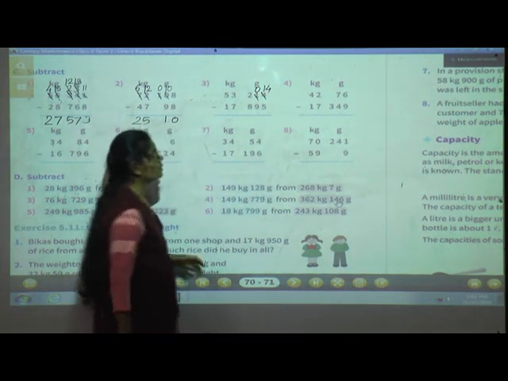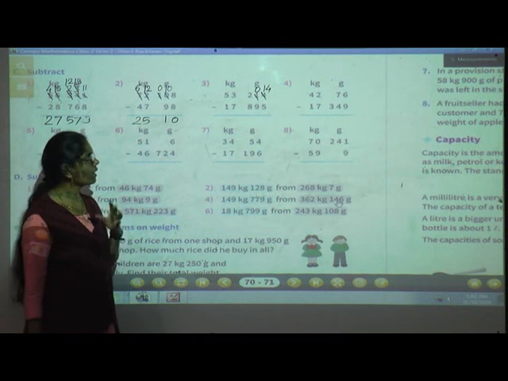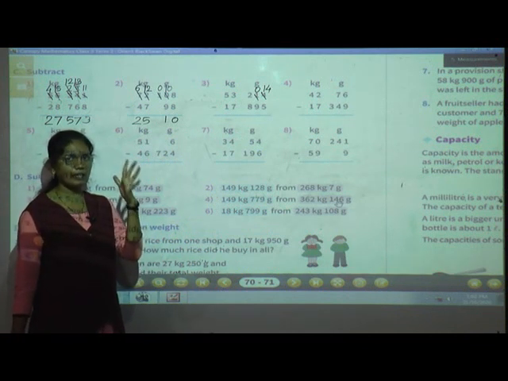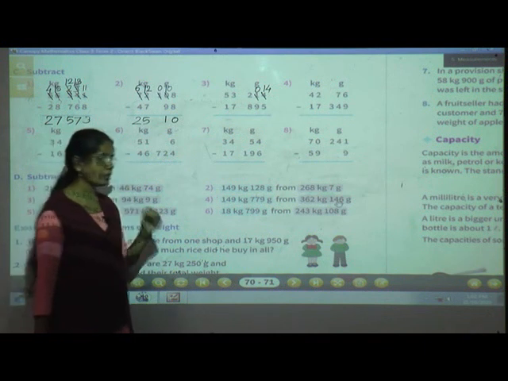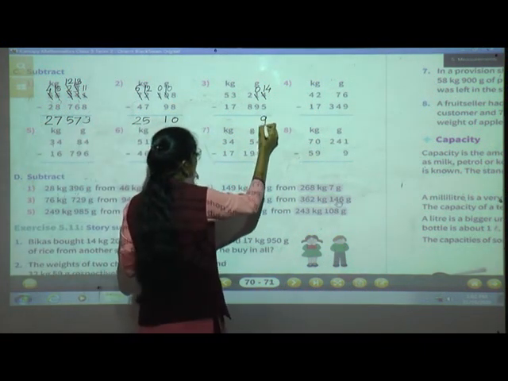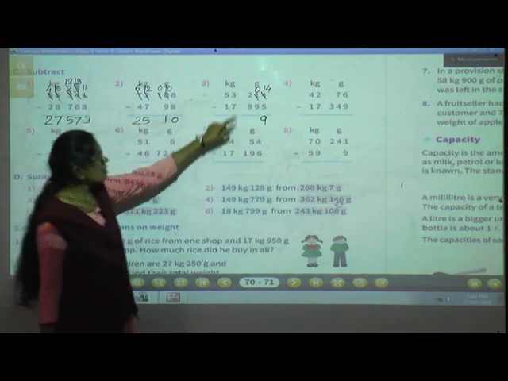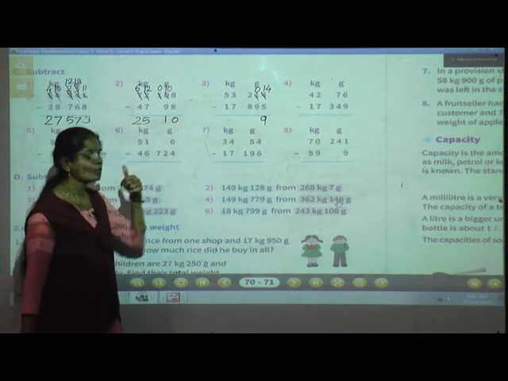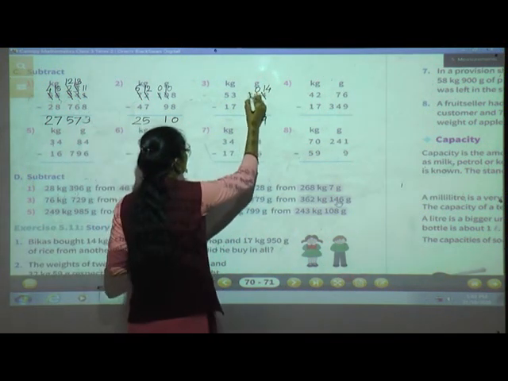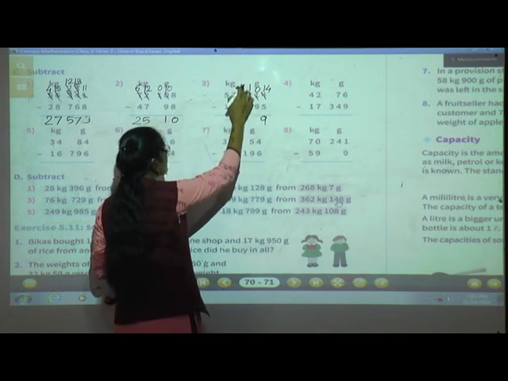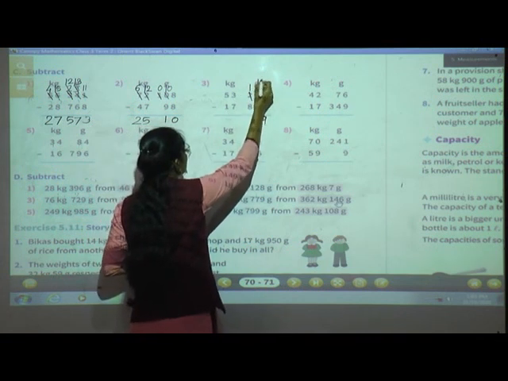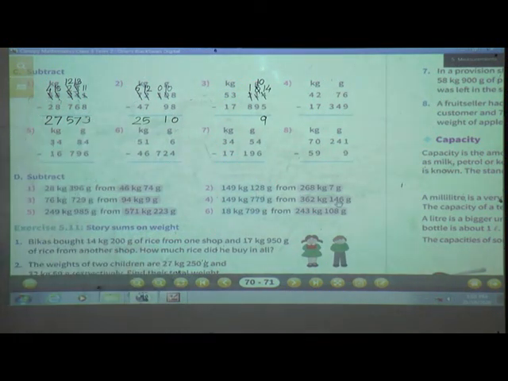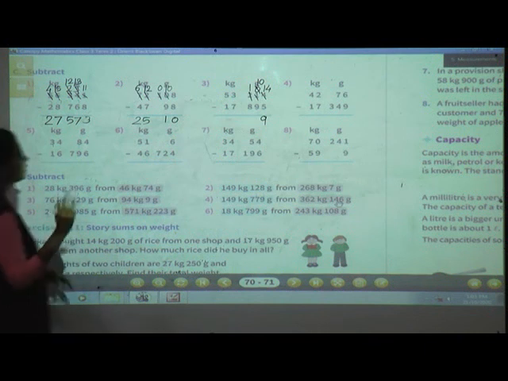Now 14 minus 5. Yes, after 5 you have to count your fingers till 14. 6, 7, 8, 9, 10, 11, 12, 13, 14. Yes, 9. So write here 9. Now see this 0 minus 9. Again 0 minus 9 is not possible. So again we will take one borrow from the neighbor. So 2 minus 1, here 1 will remain and the 0 will become 10. Okay. So 10 minus 9. Yes, 10 minus 9, 1.